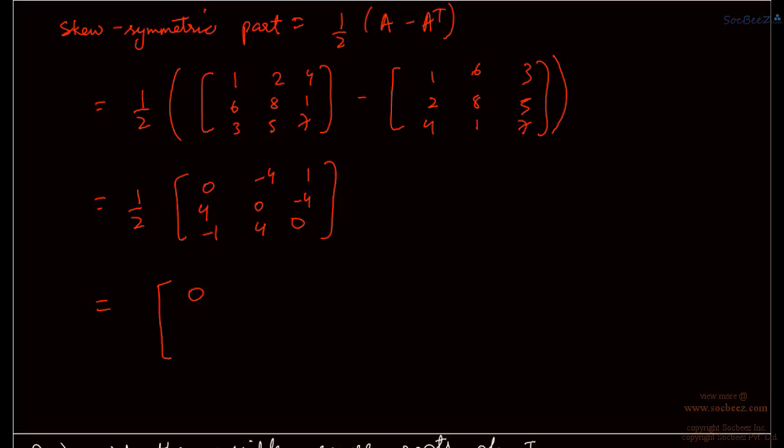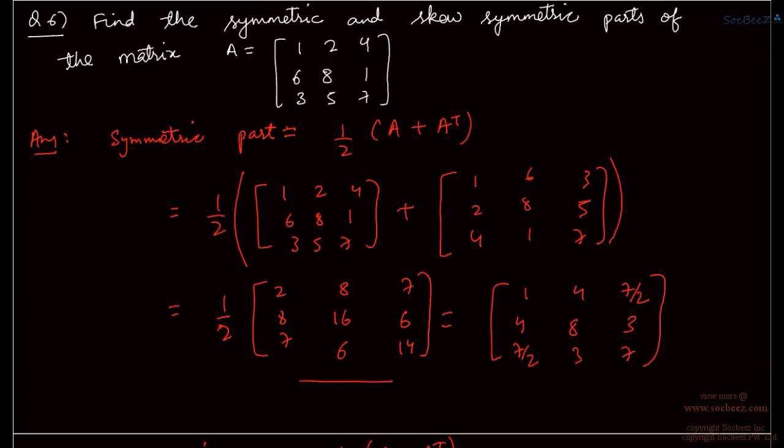So this is now 0, minus 2, half, 2, 0, minus 2, this is minus half, this is 2. Right, so this is my skew symmetric part of my matrix. Now if you actually look at it, the addition of the symmetric and the skew symmetric parts will give you back your original matrix A. That is why they are known as the symmetric and skew symmetric parts.